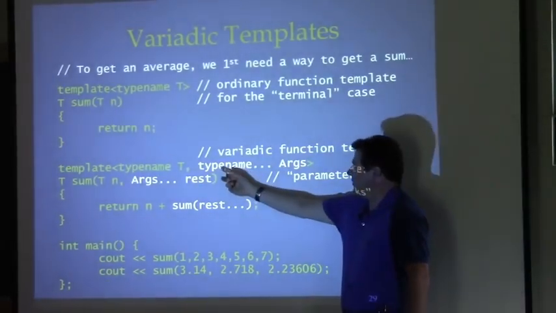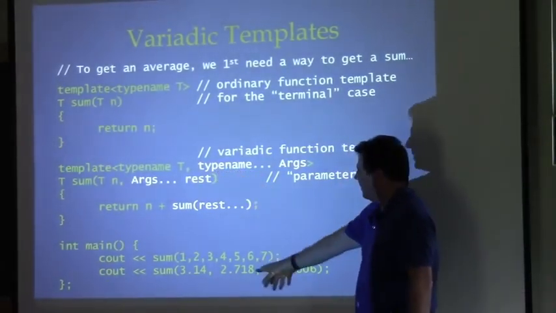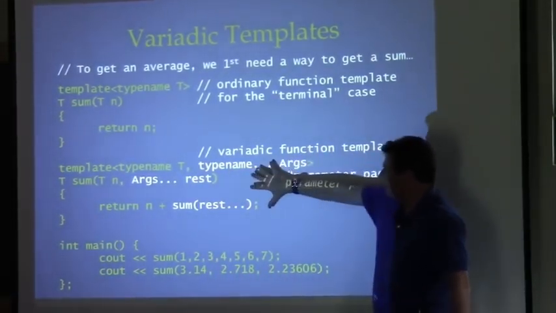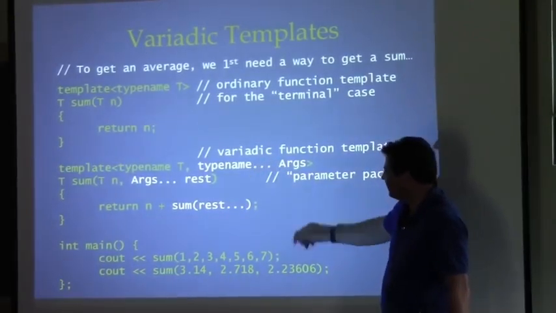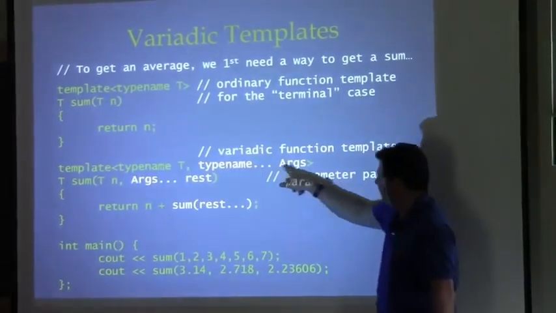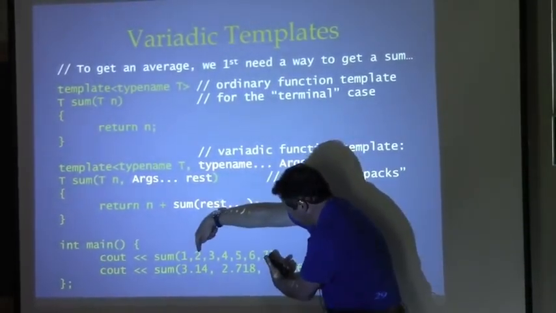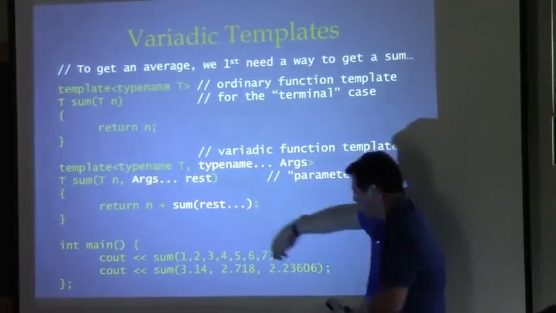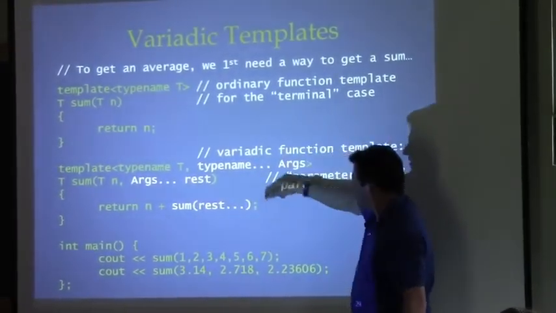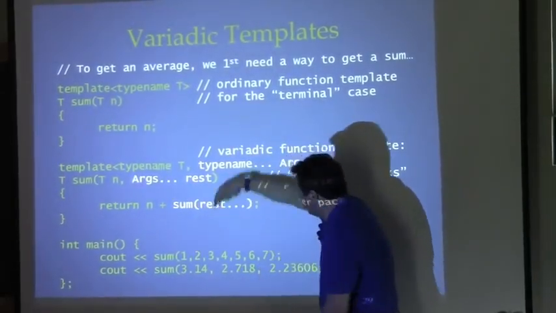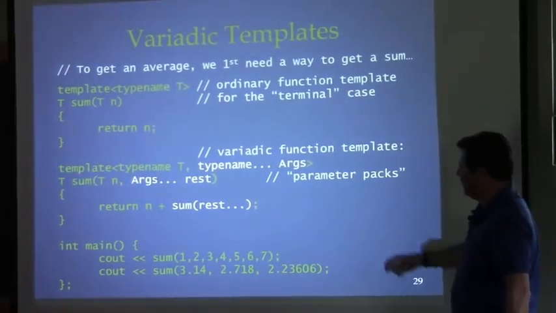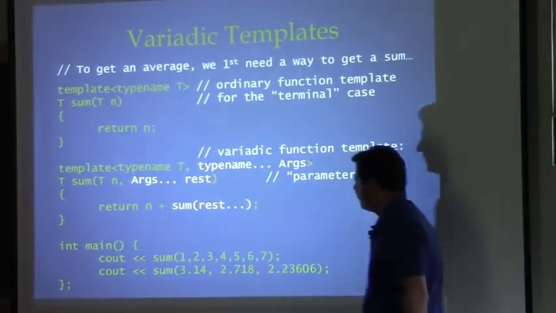So imagine that the user said sum of 1, 2, 3, 4, 5, 6, 7. So that would be a match for this template, right, with the first type name t being an integer, and then this parameter pack representing the set of everything from 2 to 7. Actually, these are all int because these are ints here. So then the arguments represent everything from 2 to 7. So it'll be int 2, int 3, int 4, int 5, int 6, etc. Okay, that's how those work.